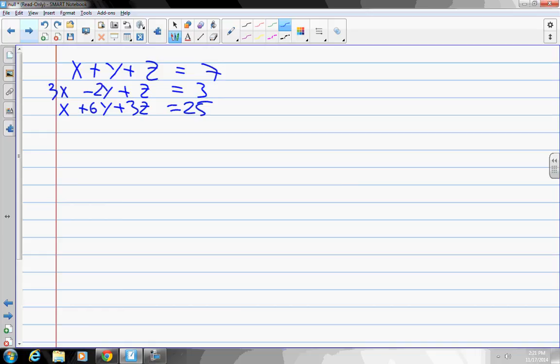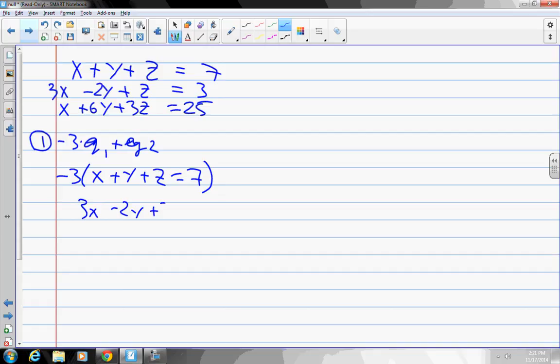So first, to kill that x, the 3x, I will multiply negative 3 times equation 1 plus equation 2, right? So let me write it out like this. It's negative 3 times x plus y plus z equals 7. And then the other equation was 3x minus 2y plus z equals 3.